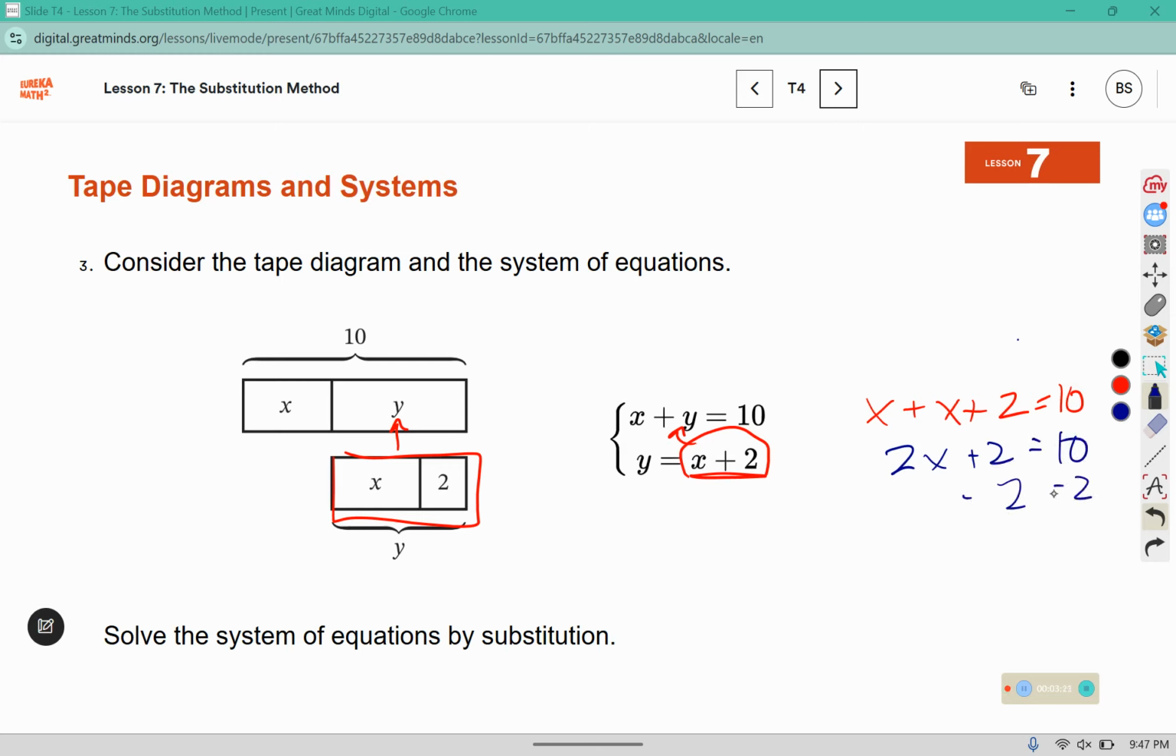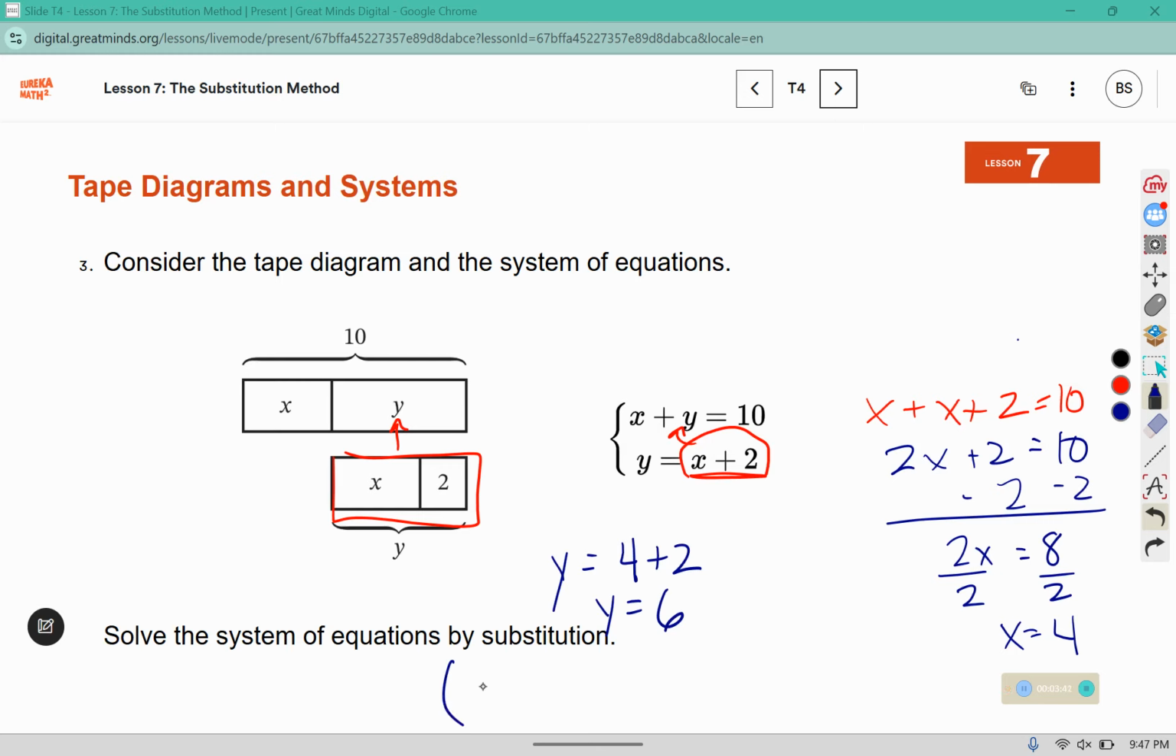We subtracted 2 from both sides. 2x equals 8. Divide by 2. x equals 4. But then you have to substitute it back in to one of the original equations. So replace the x with 4. y plus 4 equals 6. Remember, we have to write our solution as a coordinate. So x comes first, and then y.